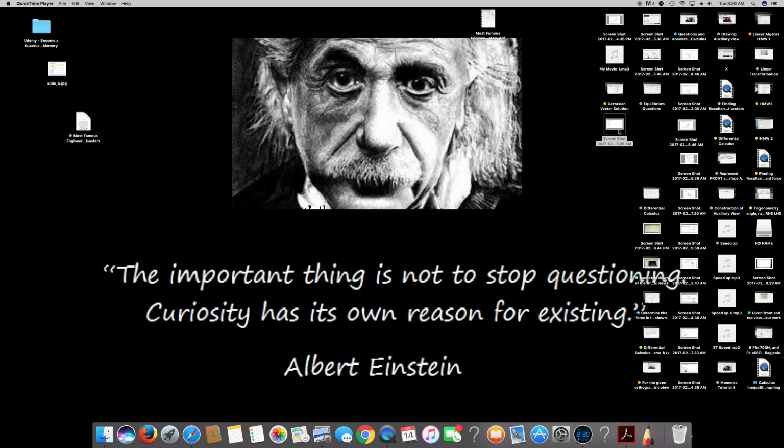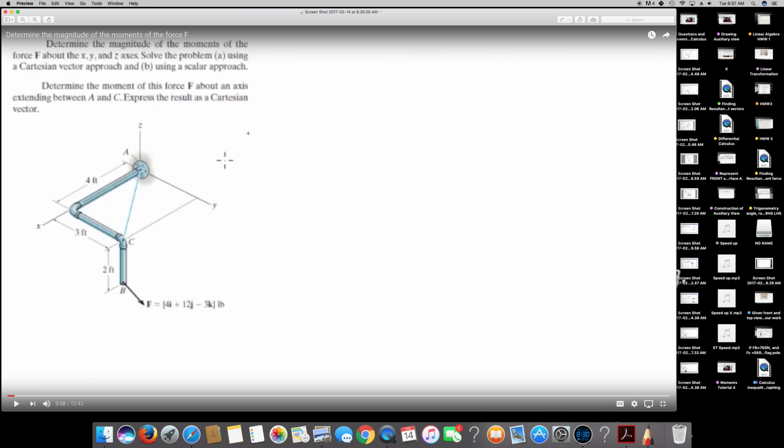Guys, I have a question from Moment to solve for you. Here we go. The question is asking, determine the magnitude of the moment of the force F about the x, y and z axis. Solve the problem A using a Cartesian vector approach and B using a scalar approach. Determine the moment of this force F about an axis extending between A and C. Express the results as a Cartesian vector.